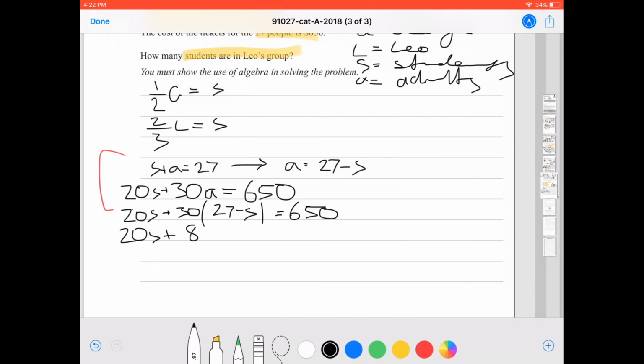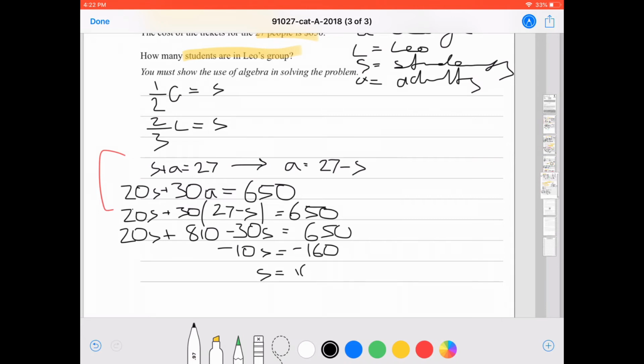and minus 30S equals 650. So we want to solve for S. Collecting like terms on the left hand side, it'll be minus 10S equals 650 minus 810, which is minus 160. Meaning S equals minus 160 divided by minus 10, which is 16.